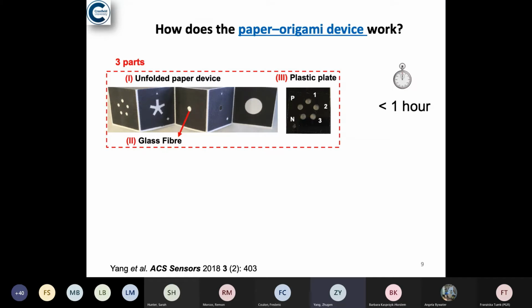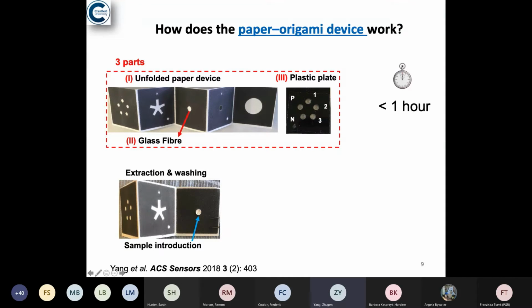It also contains glass fiber, which can adsorb the nucleic acid through electrostatic interaction. The third part is this plastic cassette, which can accommodate the amplification. Here we're using the LAMP method, which is loop-mediated isothermal amplification, which has recently attracted increasing attention. I don't need to go into more detail about this amplification method.